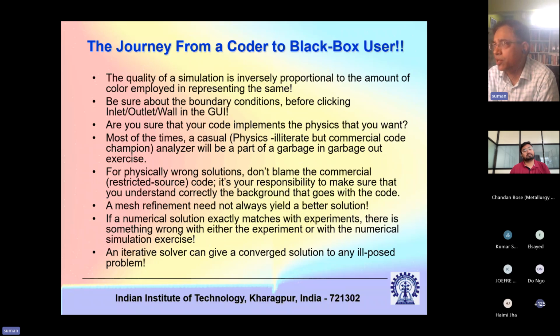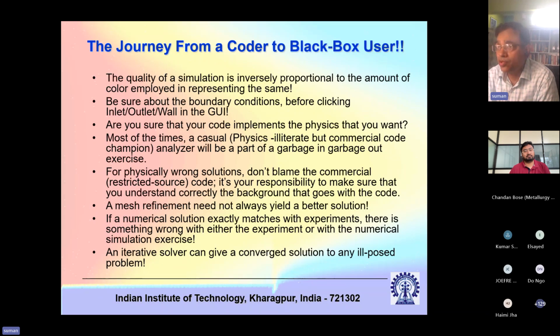It's just like a modern smartwatch. So fascinating, we never ask whether it is giving the right blood pressure or whatever data it is giving. So quality of a simulation is inversely proportional to the amount of color employed in representing it. Remember, it was told more than 20 years back. Now, if we tell something like that, maybe our students will throw stones at us, because now everything is color and color doesn't cost much. But it tells some sort of philosophy.